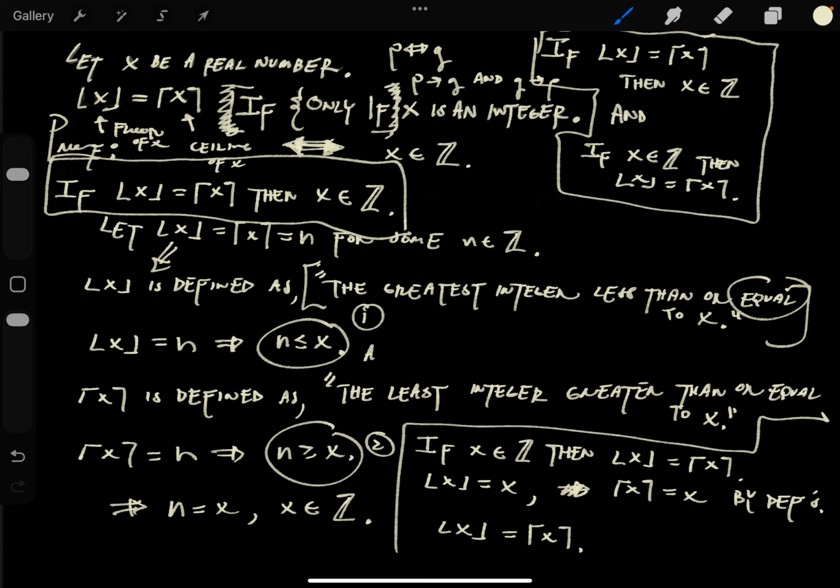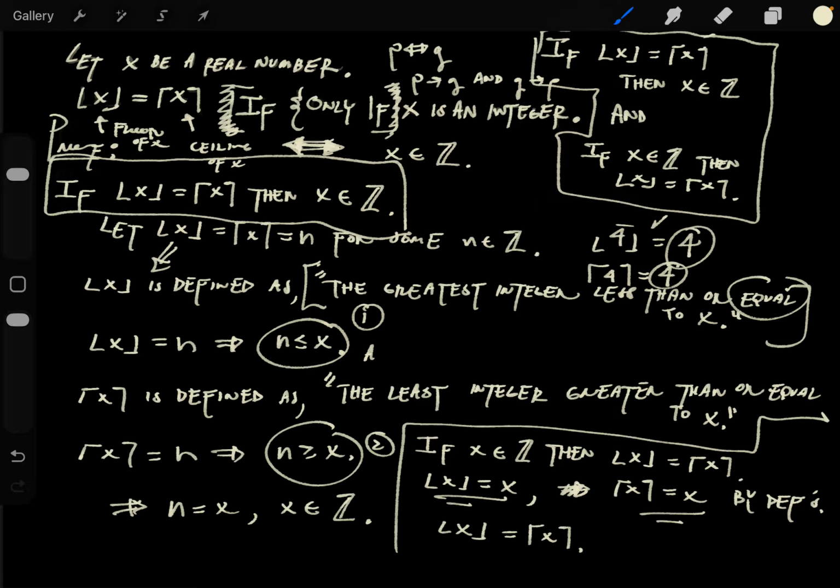By the definitions of floor and ceiling, this kind of becomes obvious. Again, read the definition carefully. If x is an integer, think of it like this: 4. What is the floor of 4? Well, it's the greatest integer less than or equal to x. So is 4 less than or equal to x? Yes. And is it the greatest one that's less than or equal to x? Yes, it is. And then the ceiling of 4 is the least integer greater than or equal to 4, which is again just 4.